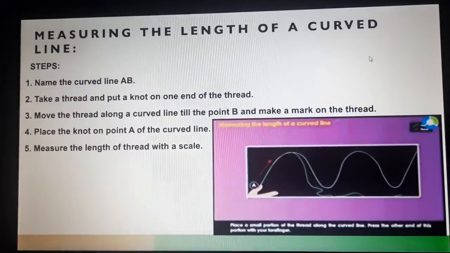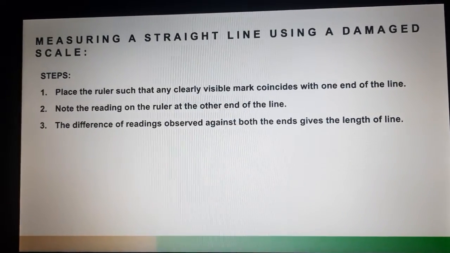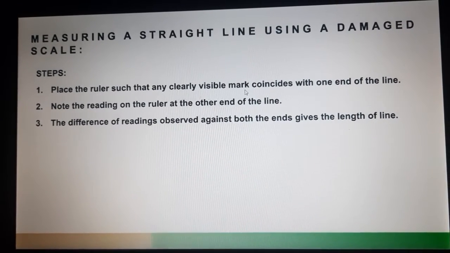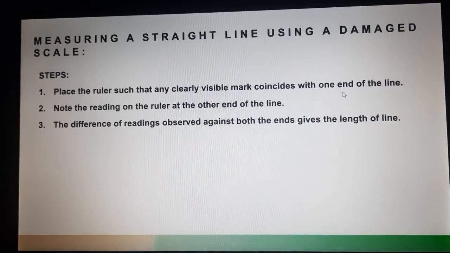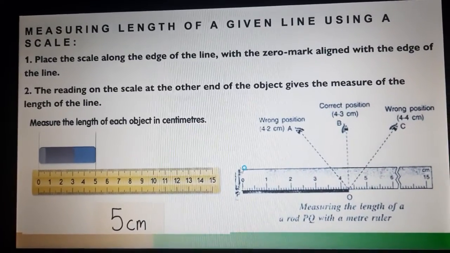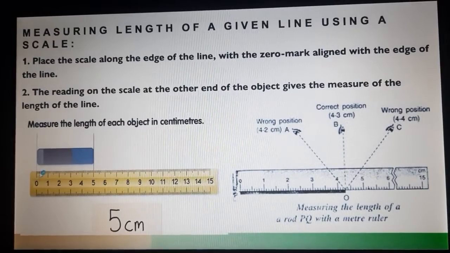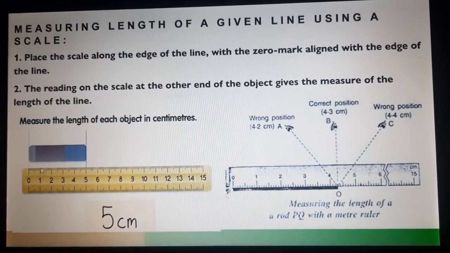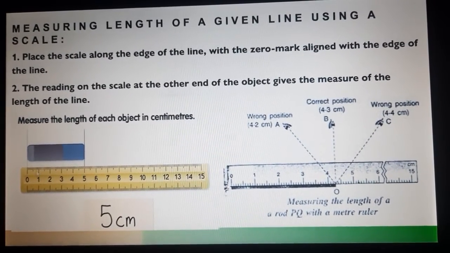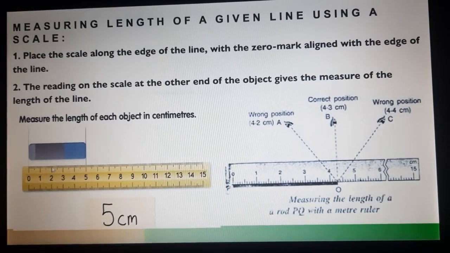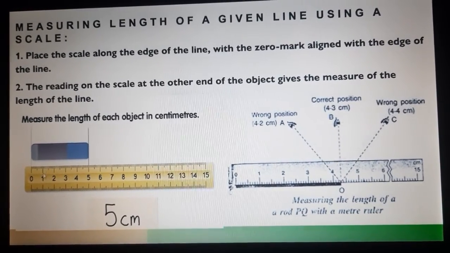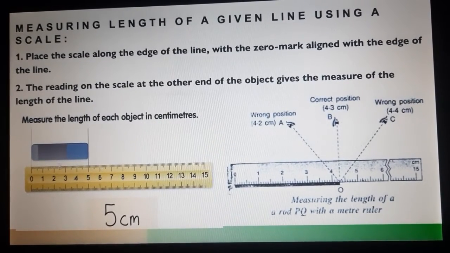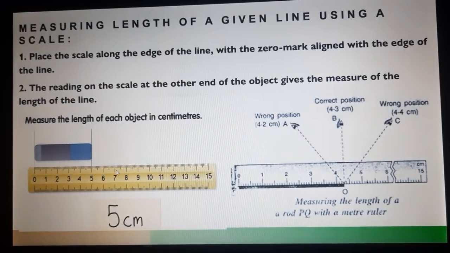Measuring a straight line using a damaged scale. So what are the steps? Place the ruler such that any clearly visible mark coincides with one end of the line. For example, if this scale was broken from here, what would you do? We would measure the eraser either from this point, or if this is also broken, then from here. If we measured it from point 1, this would end on the other side at point 6, and if we measured it at 2, this would end at 7.